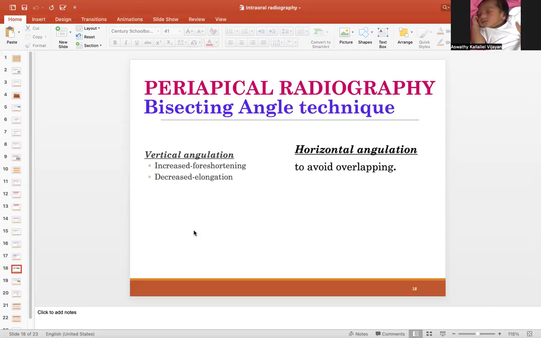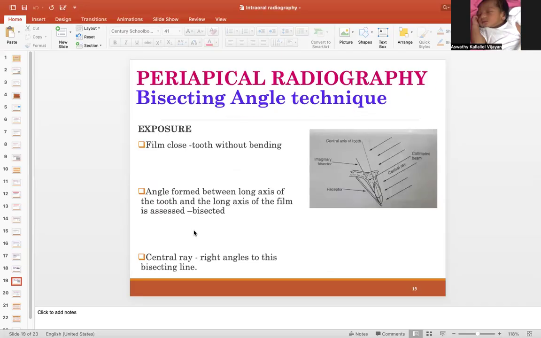The vertical angulation, if it is increased, will result in foreshortening of the resultant image. And if the vertical angulation is decreased, it will lead to elongation of the resultant image. Horizontal angulation should pass through the interproximal area to avoid any overlapping, or through the contact areas.